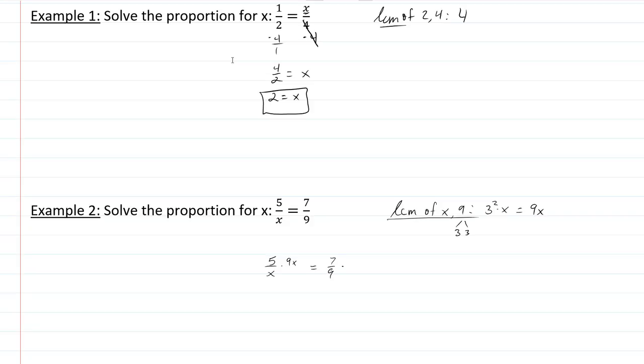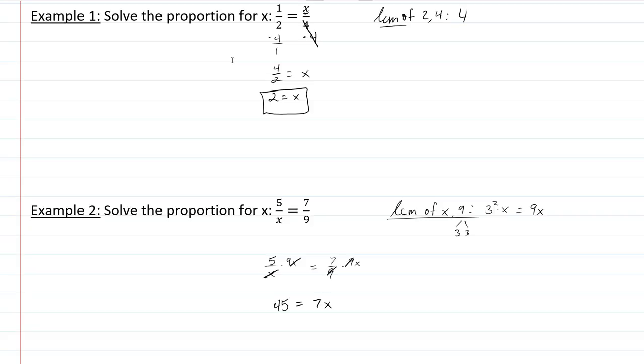equals 7 over 9, and I multiply this side by 9x as well. What happens? On the left-hand side, the x and the x cancel, and I'm left with 5 times 9, which is just 45. On this right-hand side, the 9 and the 9 cancel, and I'm left with 7 times x, which is 7x.